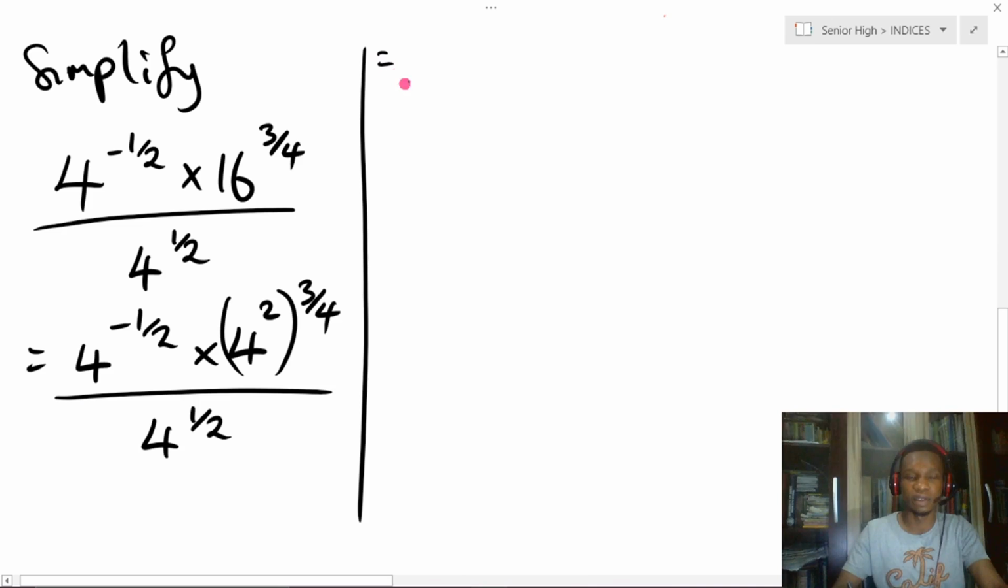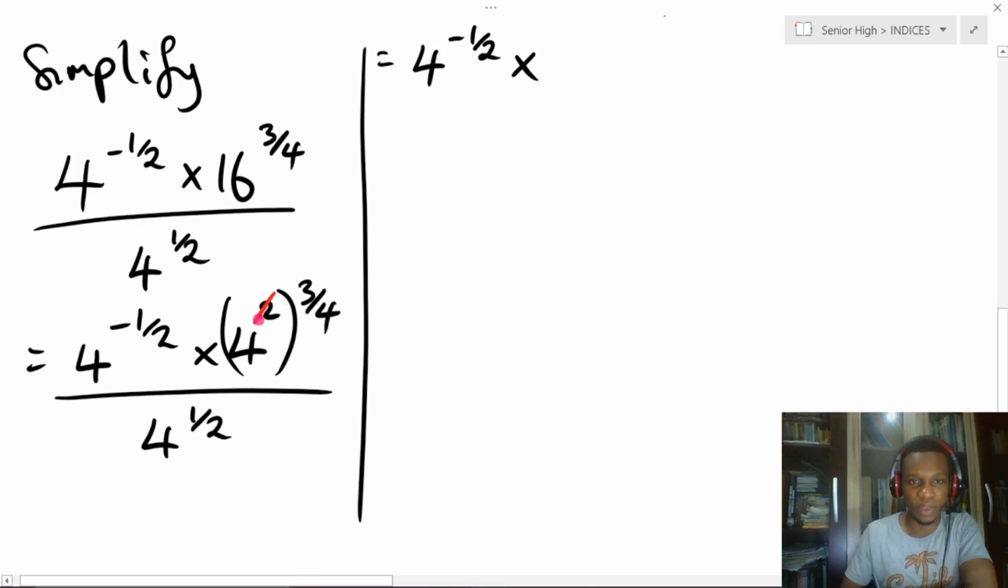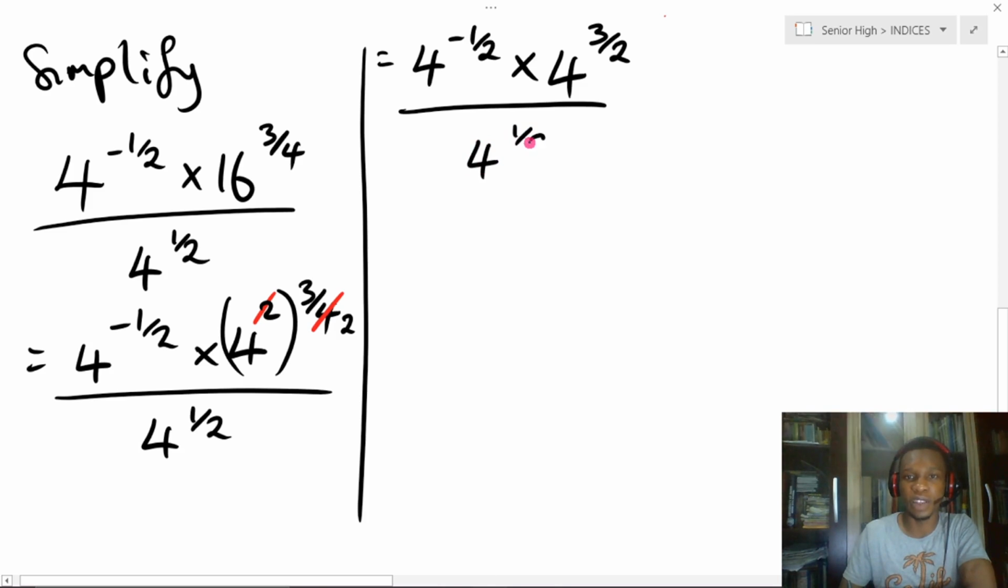Now let's continue here. Now we have this. This is carrying a negative sign. But before I begin to touch it, let me just work with this one here. So this is 4 raised to the power of minus 1 over 2 times. Now we can see here that the 2 can divide 4, and that's what we're then having: 4 raised to the power of 3 over 2, because it's remaining 2 here after you divide it. Everything here is divided by 4 raised to the power of 1 over 2.